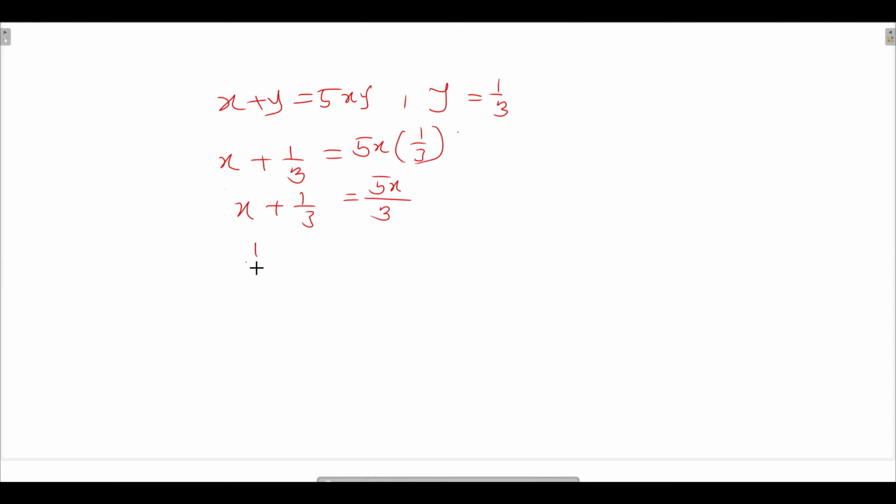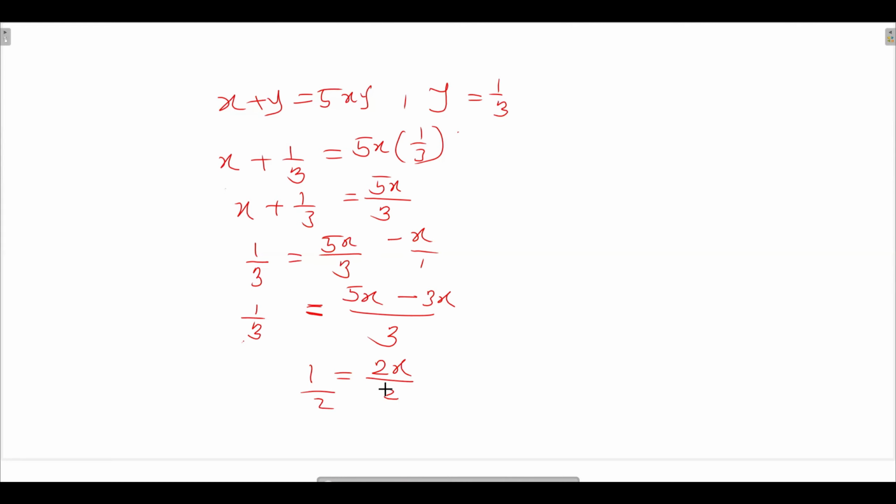Let's collect like terms. You take x there, that means x over 1. This 1 over 3 equals, if you find the LCM here, is 3, that will be 5x minus 3x. Now, since the denominator is the same, and we have the equality sign here, it's easy to now say 1 will be equal to 5x minus 3x, which is 2x. So divide both sides by 2. So my x equals 1 over 2. So x equals 1 over 2, and y equals 1 over 3.